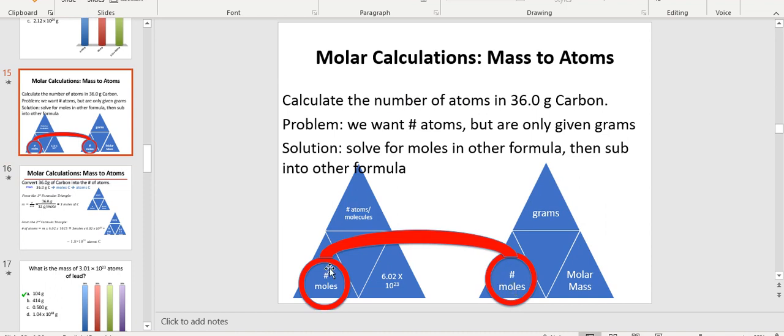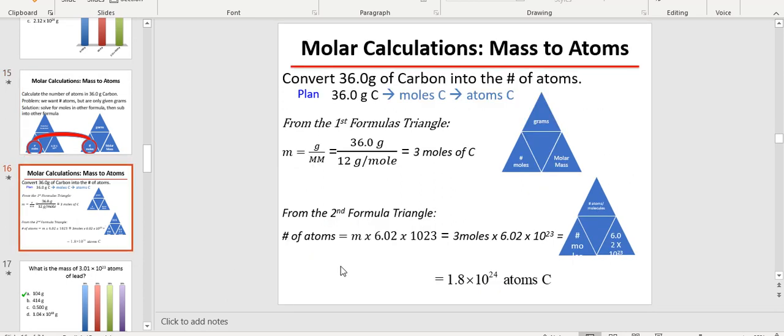Now you got to jump it over here. And so basically I'm asking you to do 2 steps for one question. And what you do, number of atoms is equal to moles times Avogadro's number, which is 3 times that, which is 1.8 times 10 to the 24. So there are, in 36 grams of carbon, there are 3 moles, and there are 1.8 times 10 to the 24 atoms.